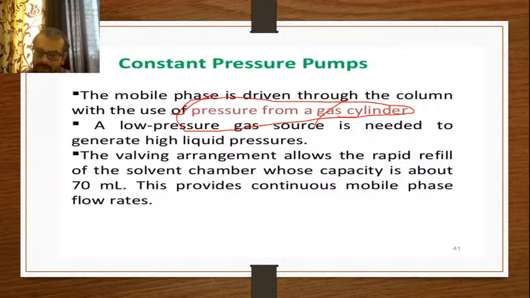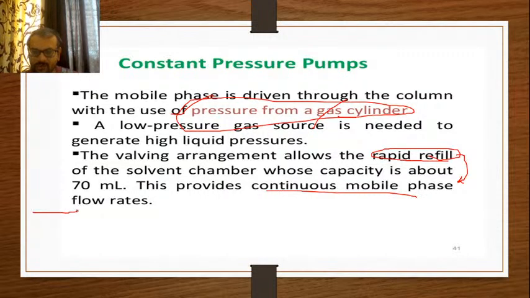Okay, the valving arrangement allows the rapid refill of the solvent chamber, whose capacity is about 70 ml. This provides continuous mobile phase flow rates. Because the refilling of the constant pressure pump is very rapid, this results in continuous mobile phase flow rates. Okay, so this is all about the constant pressure pumps.